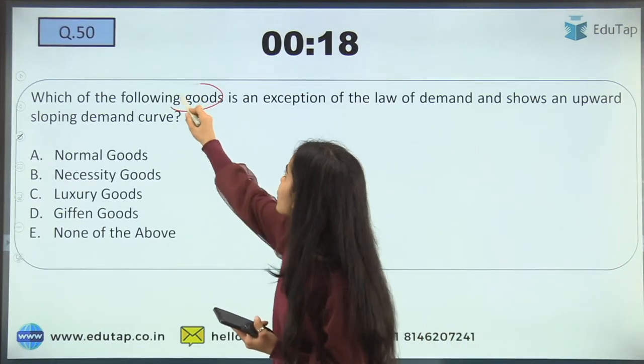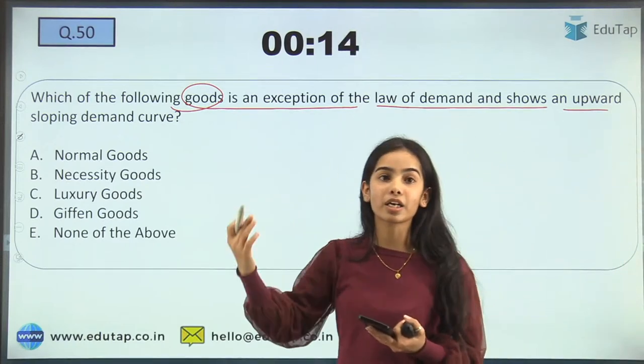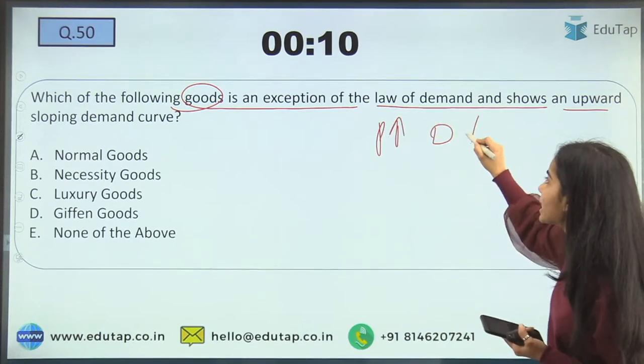So which of the following goods is an exception of the law of demand and shows an upward sloping demand curve? The law of demand says that when prices are increasing, demand is decreasing.